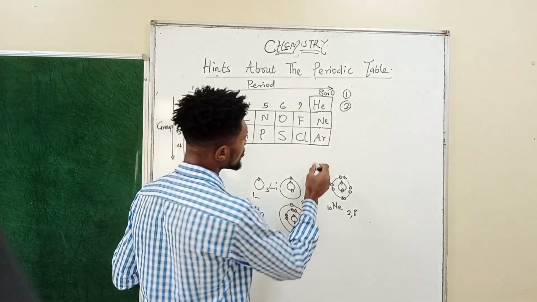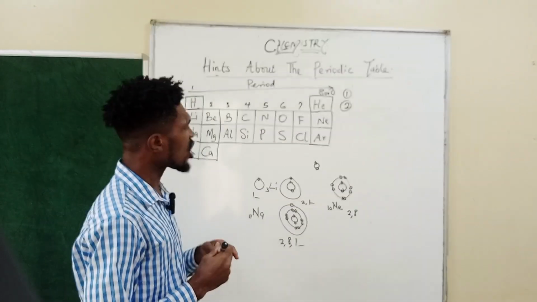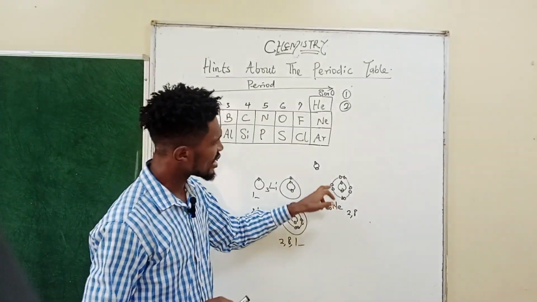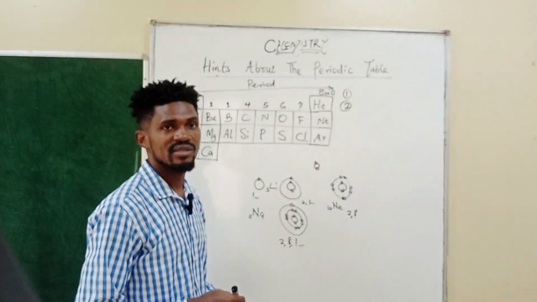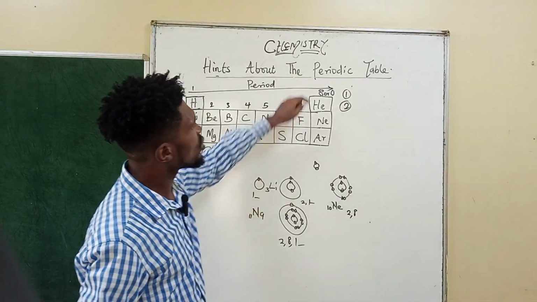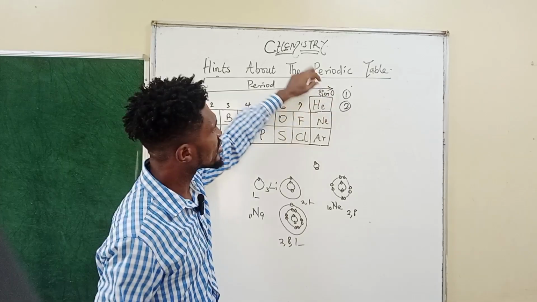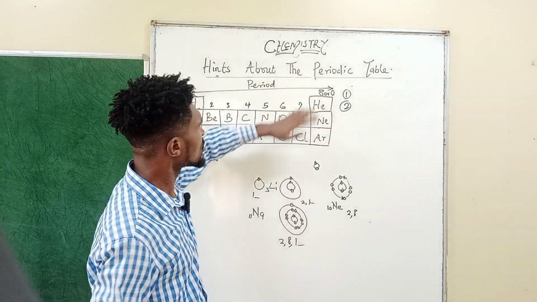Now, helium, having only 2 electrons, is filled. It cannot accommodate another electron again. The same thing with neon that has 8 electrons. They cannot accommodate another electron again. So they have the same chemical properties. Right? Now, you can see group 8 or group 0, just because they are inert and to accommodate helium here. So that is that.